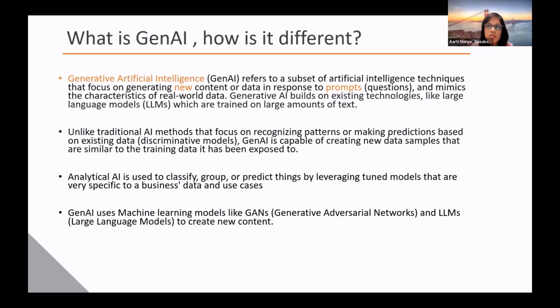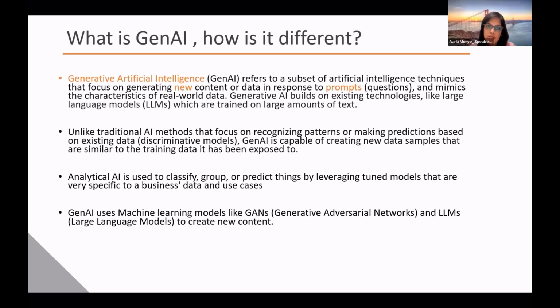We have dealt with NLP applications earlier, chatbots, for example, or some of the machine translation that we see. But with generative AI, the difference that we see is that it is able to very closely relate to real world data. The language is very different, the grammar is very different. Generative AI builds on existing technologies like large language models, which we call LLMs, which are trained on large amounts of text. For example, ChatGPT is trained on the whole of the internet until September 21, and that is how the term large language model came into the picture.